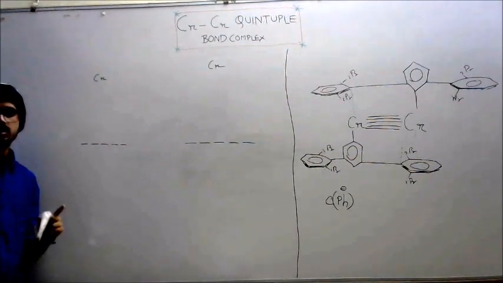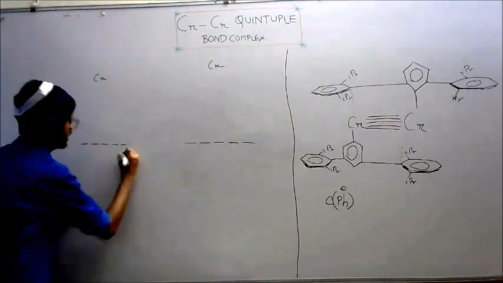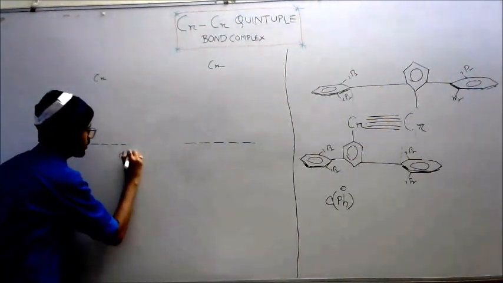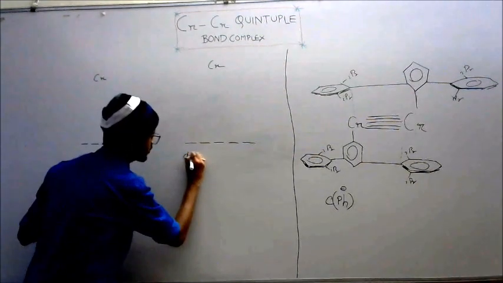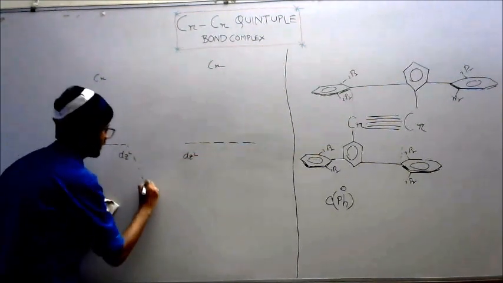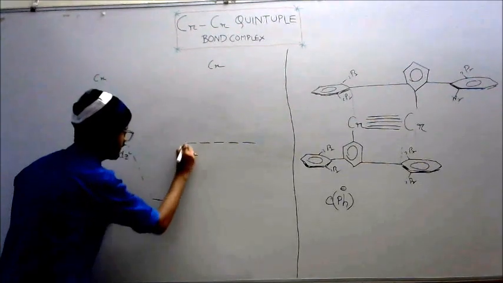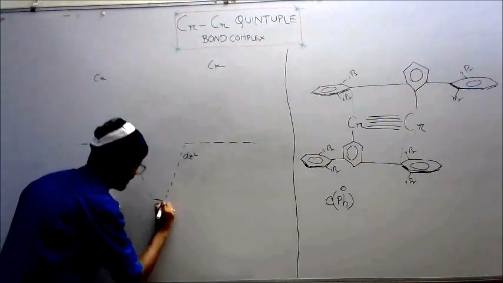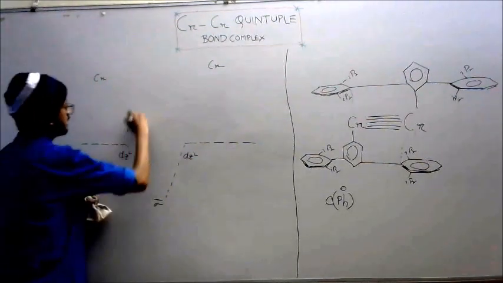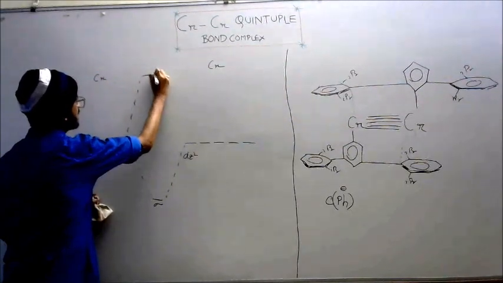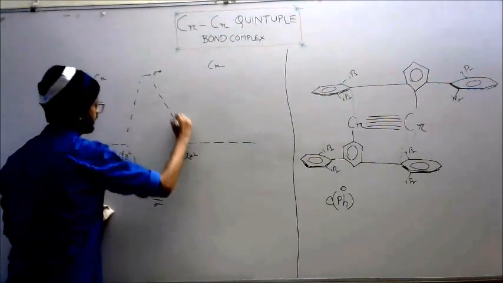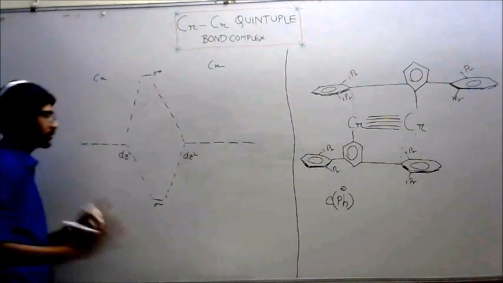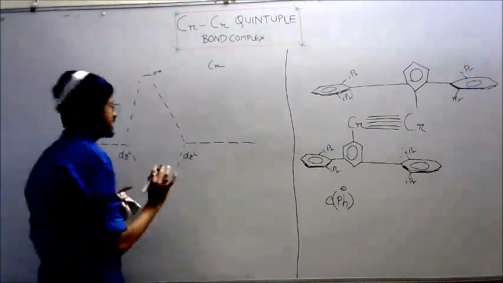So firstly, there will be the formation of the sigma bond. This is the dz square orbital, dz square orbital, and they will overlap to form the sigma bond. This is the sigma, and this is the sigma star anti-bonding.